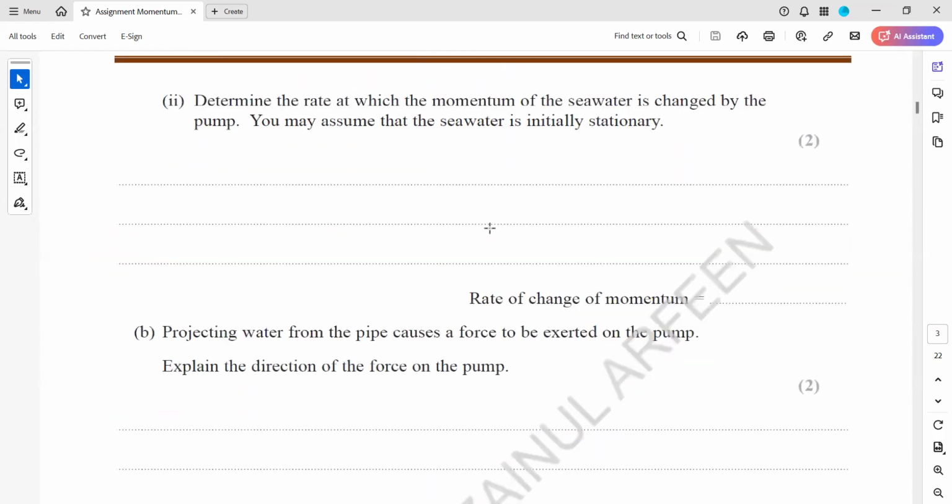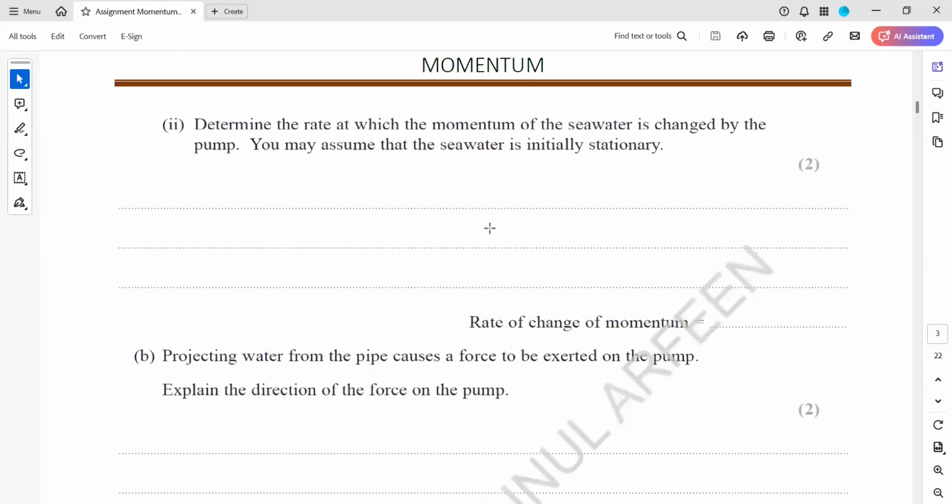The next is: determine the rate at which the momentum of the seawater is changed by the pump. You may assume that the seawater was initially stationary. So, rate of change in momentum. Rate of change in momentum means change in momentum divided by time. Change in momentum divided by time means force. Rate of change in momentum is actually known as the force as well. So you need the force.